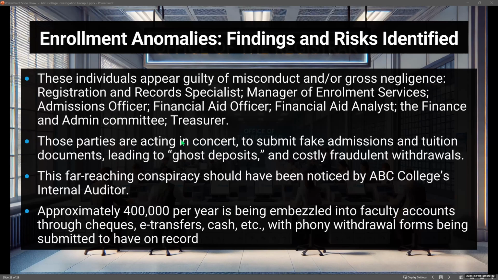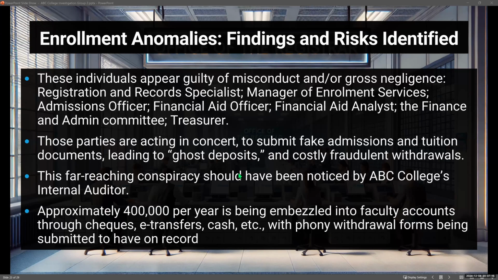So the following individuals appear to be guilty of misconduct. We'll go into it. A registration and records specialist, manager of enrollment services, admissions officer, a financial aid officer, a financial aid analyst, and the finance and admin committee and treasurer. Those parties appear to be acting in concert to submit fake admissions and tuition documents, leading to ghost deposits and then costly fraudulent refunds, withdrawals.